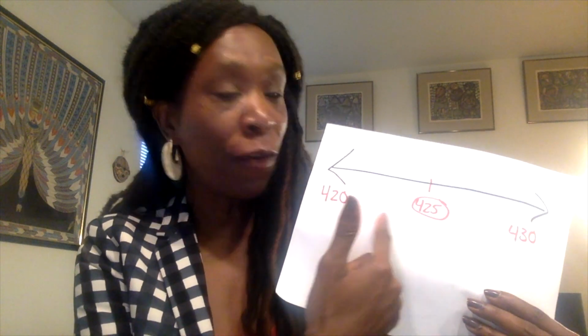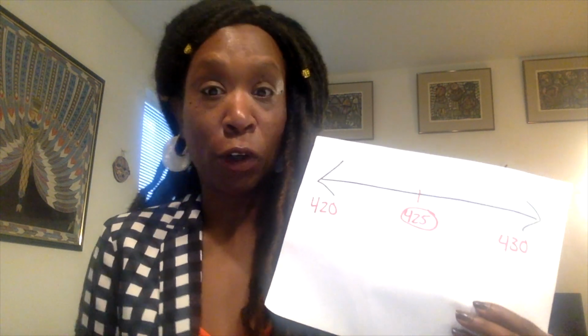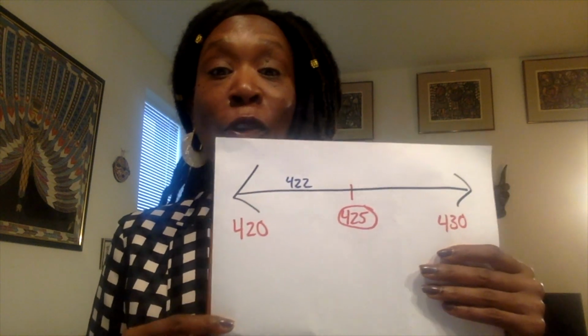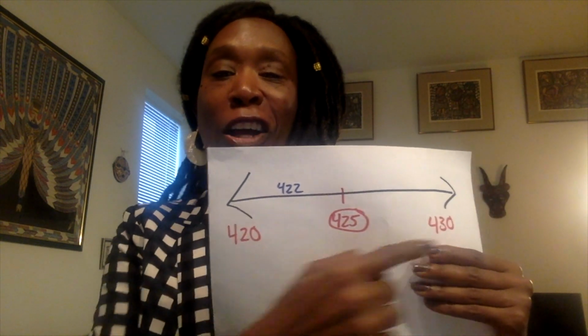Now, on the number line, I want to know, where would 422 go? Would it go before the 425, or would it go after the 425? I'm going to stop and think about this. I know. 422 will go towards the end of the number line. The numbers are smaller. So is 422 closer to 420 or closer to 430? I know. 422 is closer to 420.